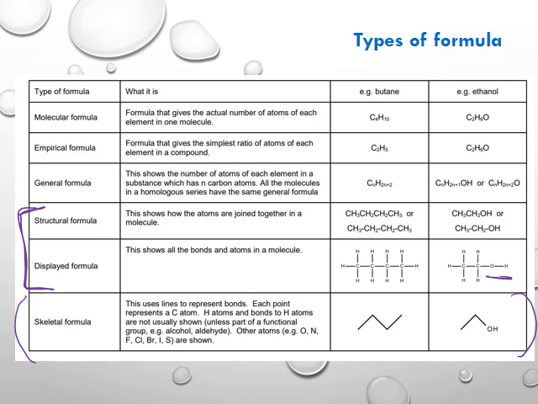More frequently, you will see that we often use a hybrid of the structural and displayed formula. And that's just because it's convenient. And that's perfectly acceptable if you're asked to draw the structure of something. But you should take note of the wording, because if you're asked for the structural formula, you have to draw the structural formula. If you're asked for the displayed formula, you have to show all the bonds.